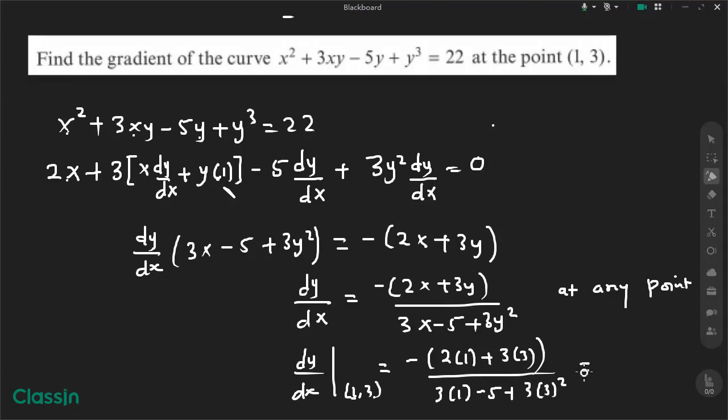Of course, we can easily simplify. The numerator becomes 2 plus 9, that is 11. And the denominator becomes 3 minus 5, which is negative 2, and 9 times 3 is 27. So we get negative 2 plus 27, which is 25. So the gradient of the curve is negative 11 over 25.